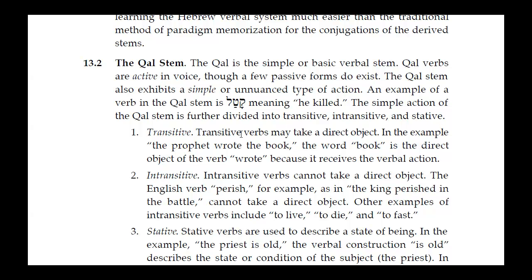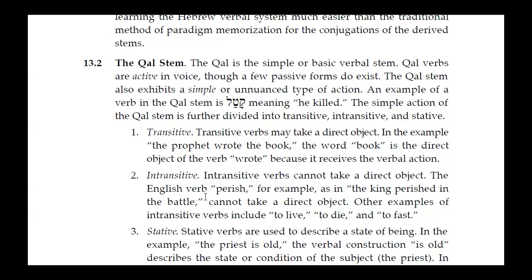These are the three types. Okay, now the transitive type of verb may take a direct object. An example: the prophet wrote the book. The word book is the direct object of the verb wrote because it receives the verbal action. And so that's what we call a transitive verb. It requires a direct object.